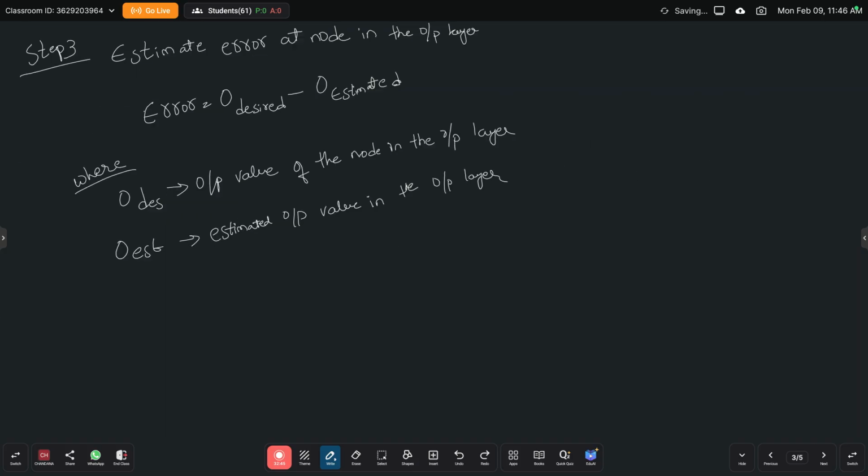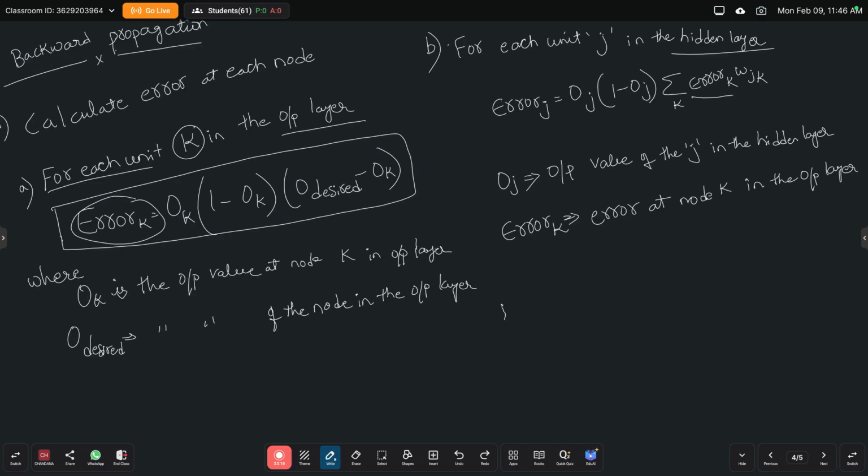In the third step, we are finding the estimated error at the nodes in the output layer. For finding the error, we follow O desired minus O estimated. In the given problem, they will give the desired value. What is the desired value? How much you are expecting? This is the estimated value. Next one is backward propagation.